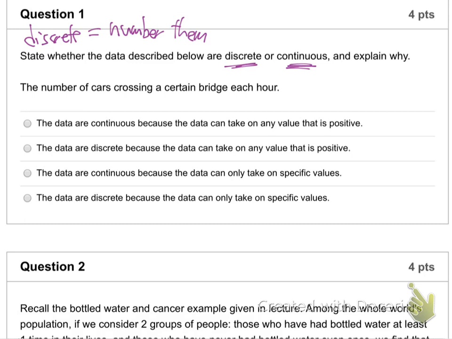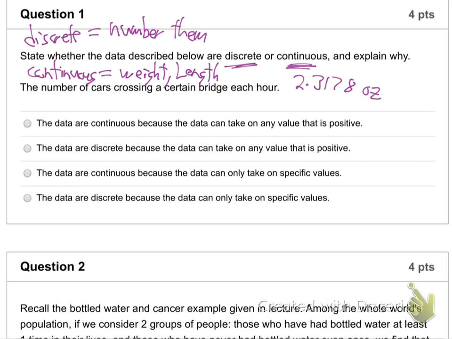Whereas continuous, what's continuous? How's that different? Continuous is for things like weight or length, right? You can't give an exact value, it's a whole bunch of different numbers. Like if you said, how much does that pencil weigh? It might weigh 2.3178 ounces, right? It could be any number. It's not just 1 ounce, 2 ounce, 3 ounce. Does that make sense, that difference?